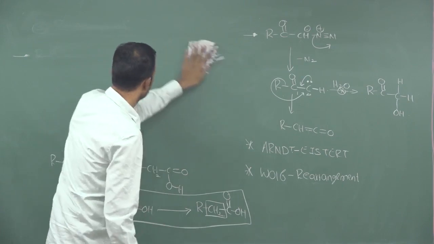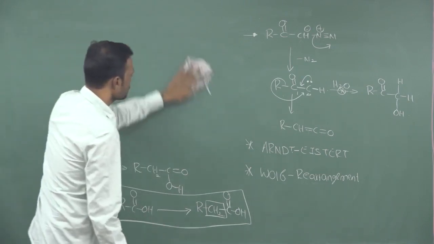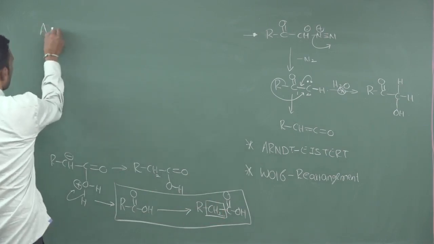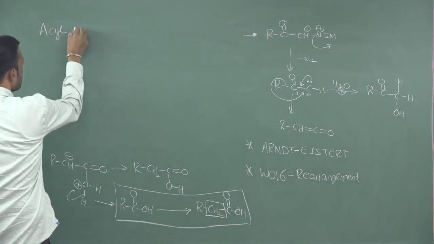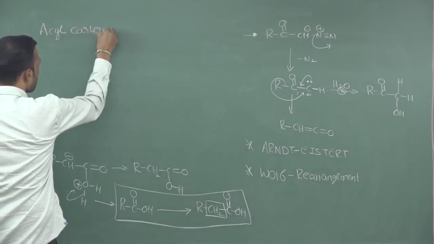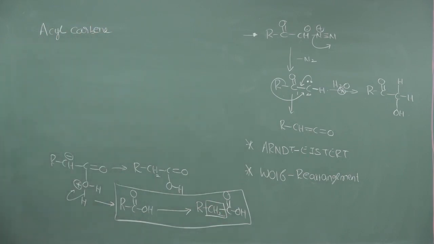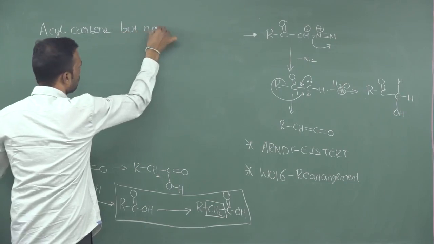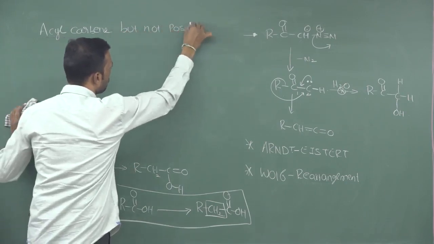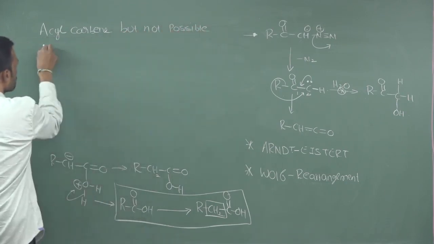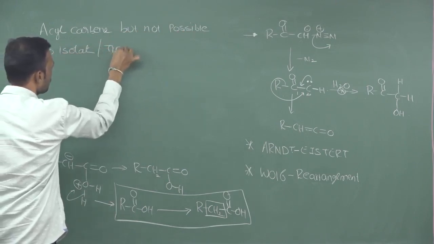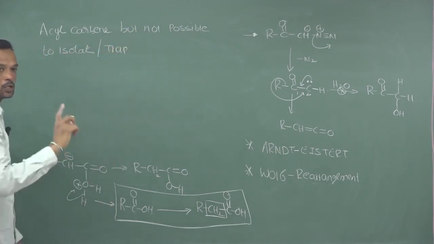Next, the intermediate in this reaction. What is that intermediate? The intermediate in this reaction is acyl carbene, but it is not possible to isolate it, otherwise trapping would be possible, I am saying.